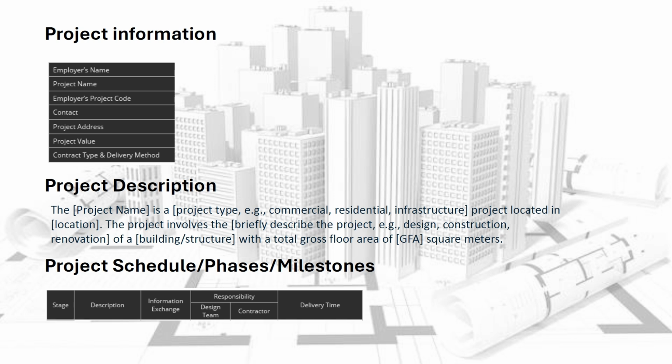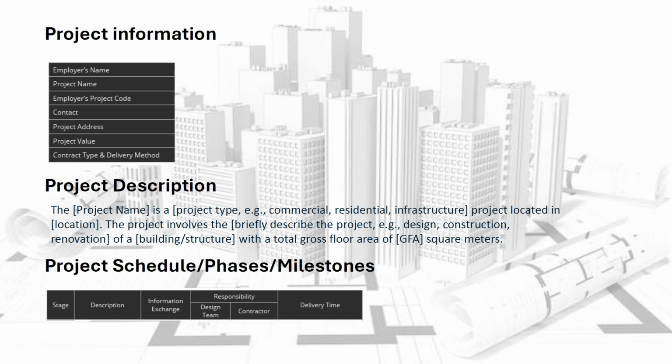The Project Information section of a BIM Execution Plan, BEP, provides essential details about the project and the key contacts involved. This section ensures that all stakeholders have a clear understanding of the project scope, location, contact points, and contractual framework, which are crucial for effective collaboration and management. Below is a BEP template for the Project Information section, covering employer's name, project code, contact information, project address, project value, contract type, and delivery method.